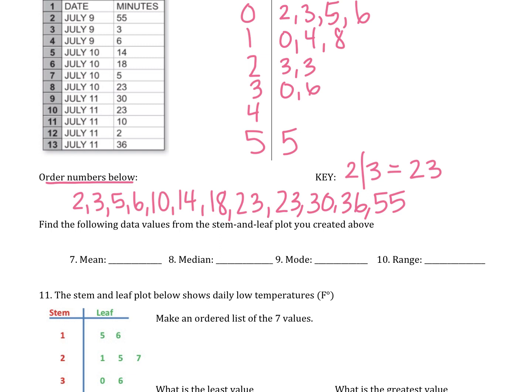Okay, from here, now you have to find the data values using the stem and leaf plot. You're going to find mean, median, mode, and range. So mean, remember you add up all the numbers and divide by the total amount of numbers. So for the mean, 18.75. The median is the middle number, so you can use your list to find the median, which is 16. The mode is the number that happens the most, which is 23. And our range is from 55 to 2, which is 53.